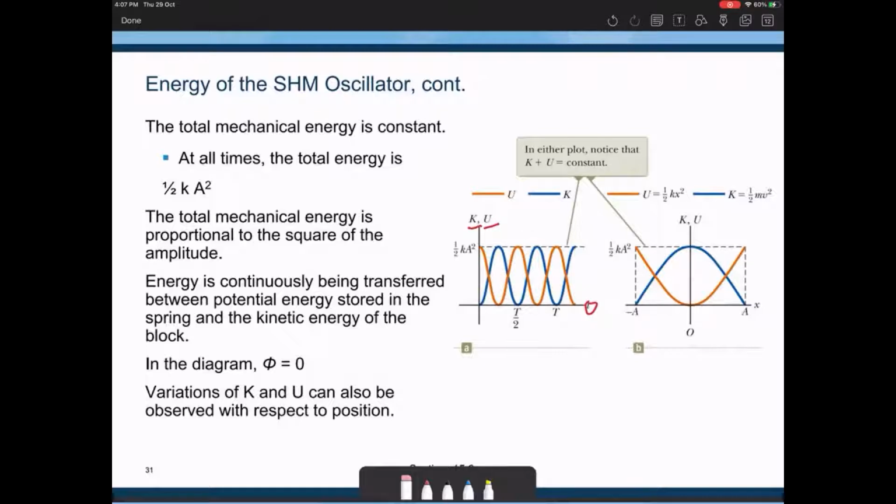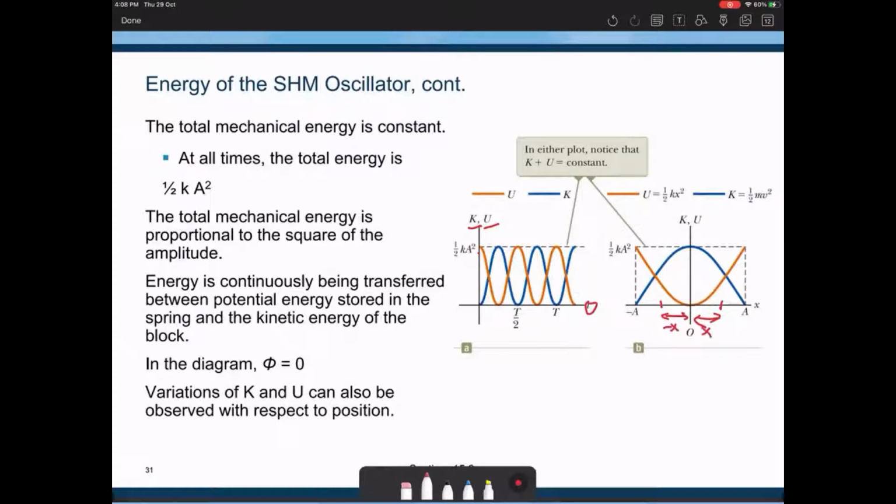So the elastic potential energy is at the maximum at the beginning. But even if you kick the system from the equilibrium position, you will still obtain the same conservation of energy behavior. On the right-hand side, it tells you how the kinetic energy and the elastic potential energy vary with respect to the location from the equilibrium point.